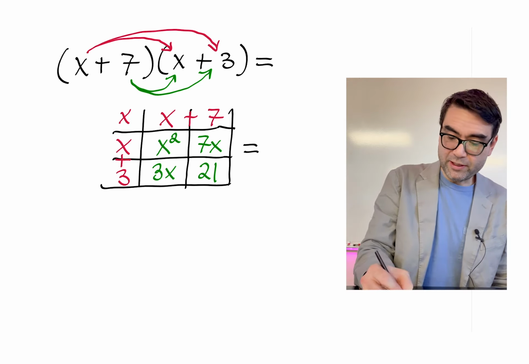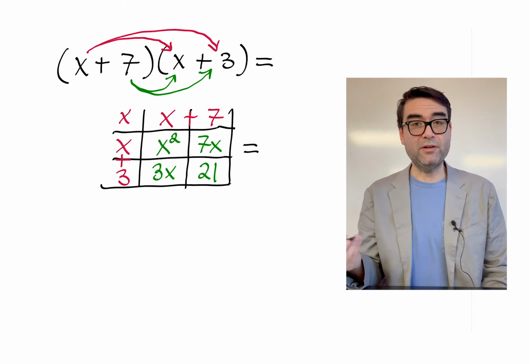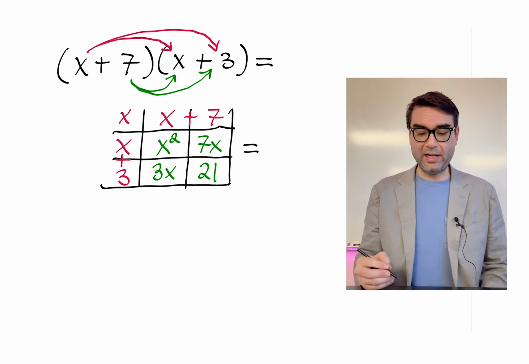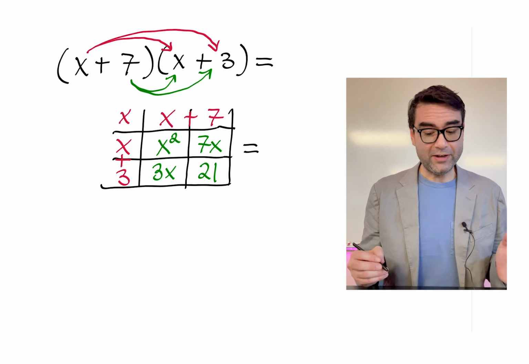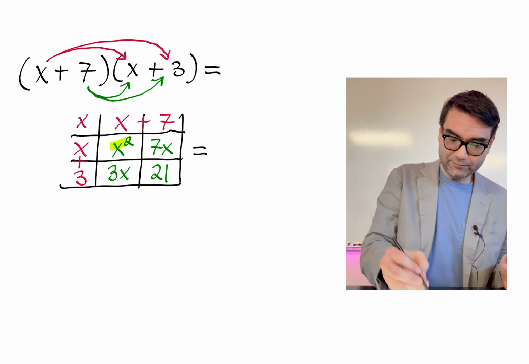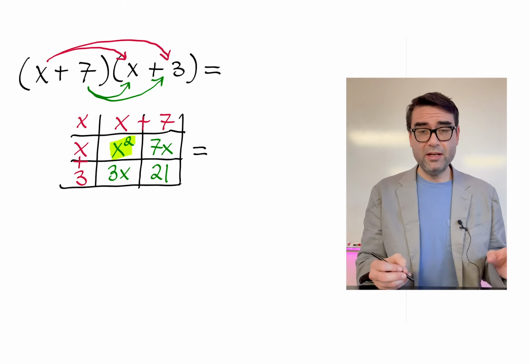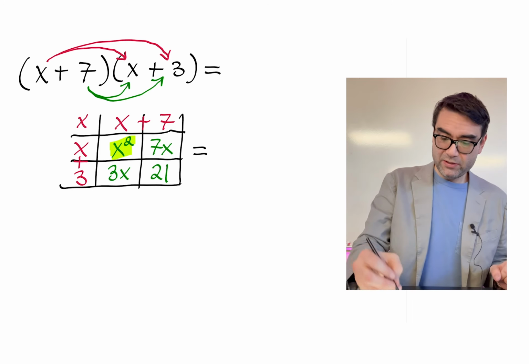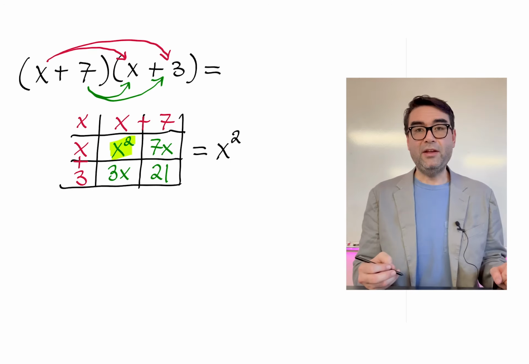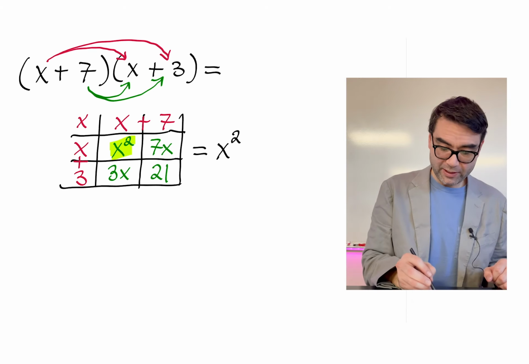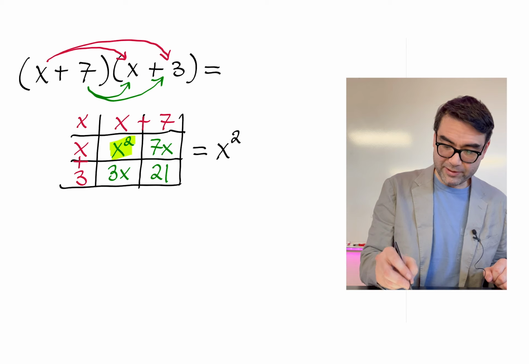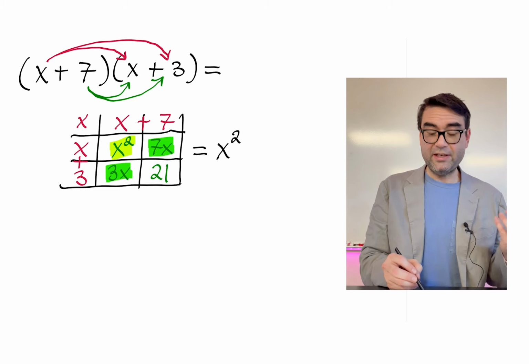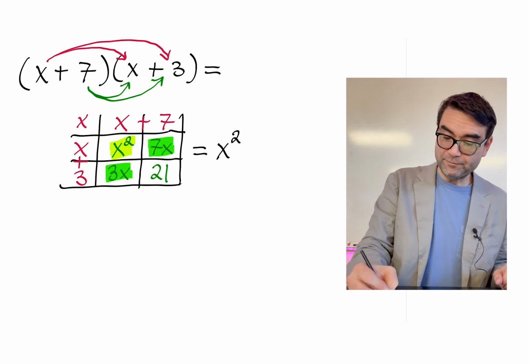Once you find all the products, the answer you're looking for comes from combining all these terms, which is called combining like terms. If you're unfamiliar with it, we're trying to collect terms that have the same variable factor. My x squared term is unique. There is no other term in this sum that has an x squared, so it has no like terms to combine with. If you look at the 7x and 3x, 7x and 3x makes 10x when you add them.